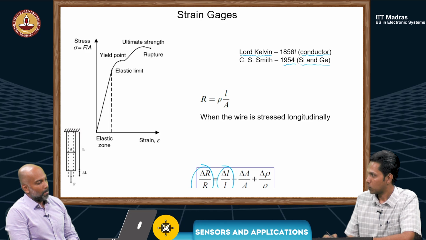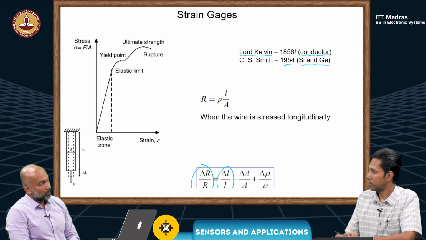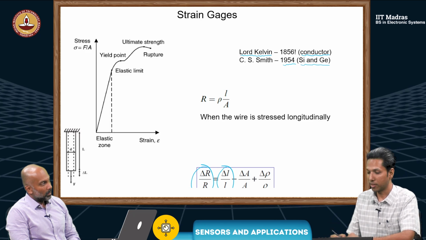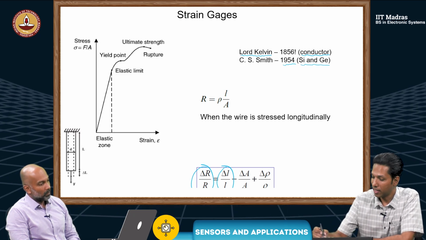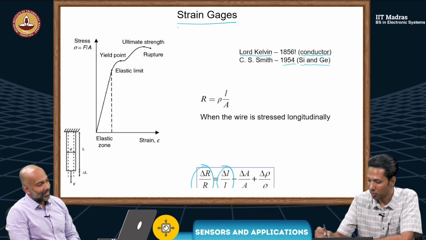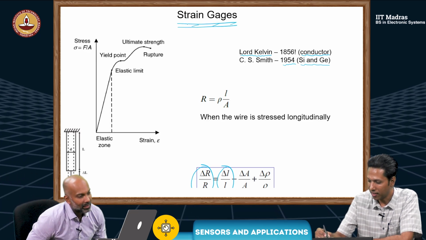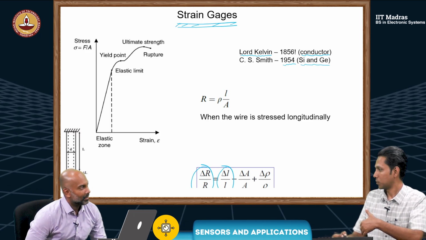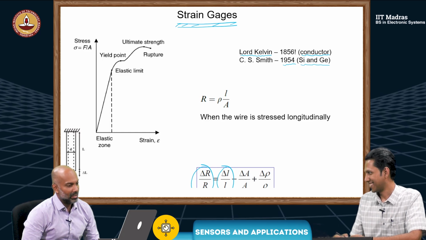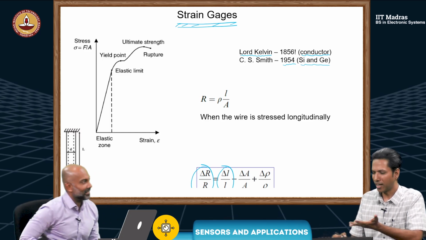But I see that conductors, metallic elements, are still used for this application. By the way, here the name is also there. When you make use of this idea to measure the strain, it's called a strain gauge. I've seen both.